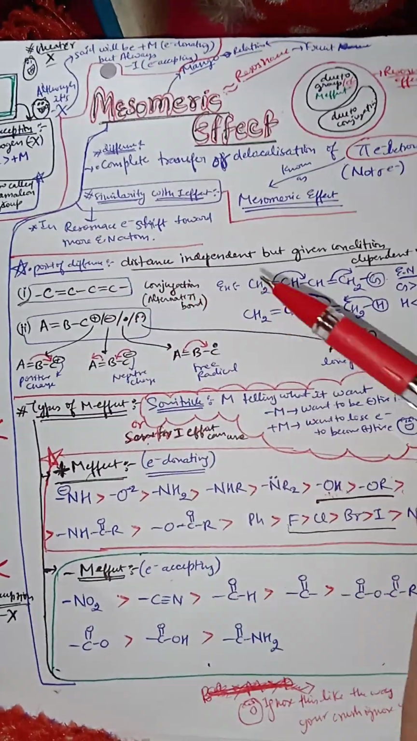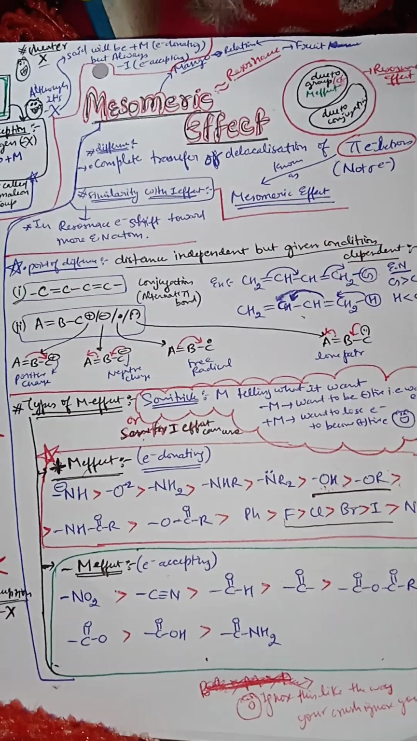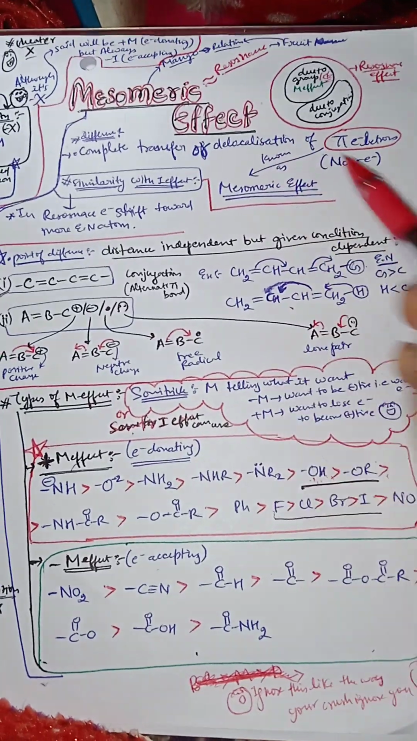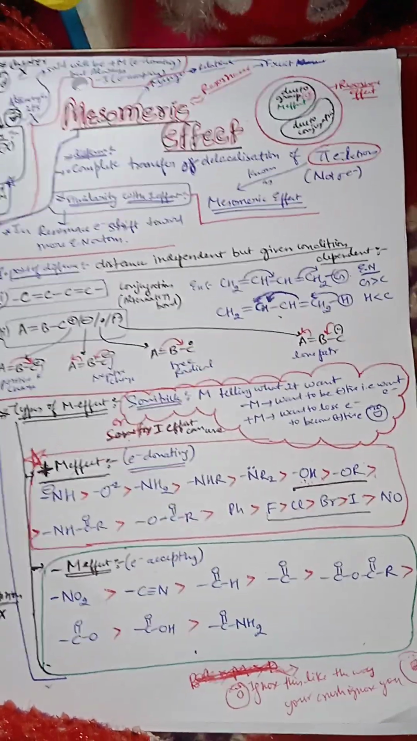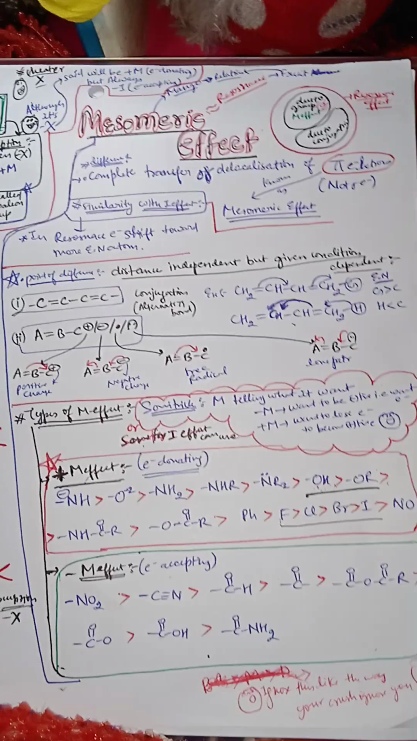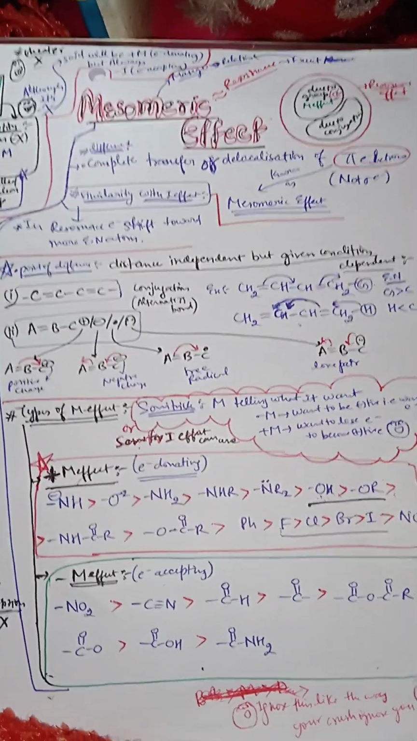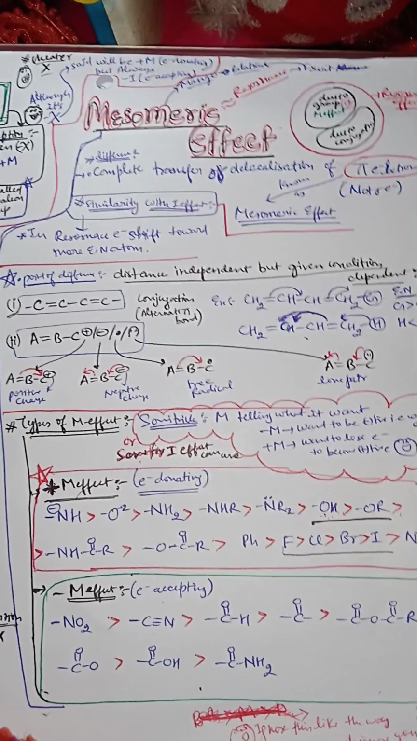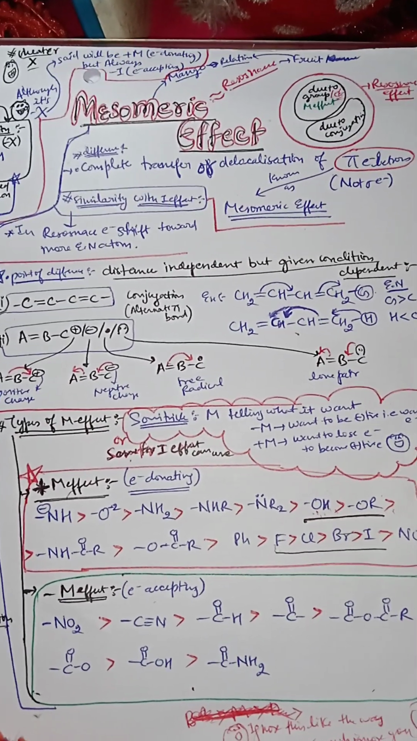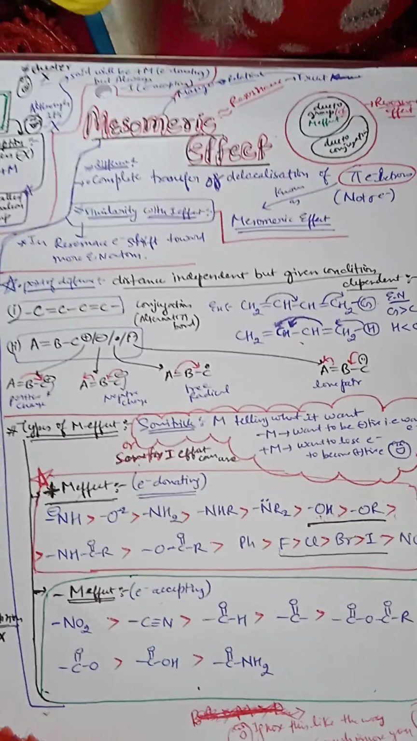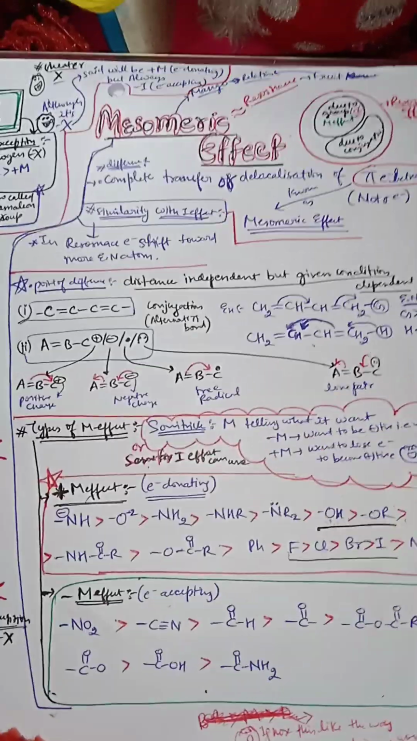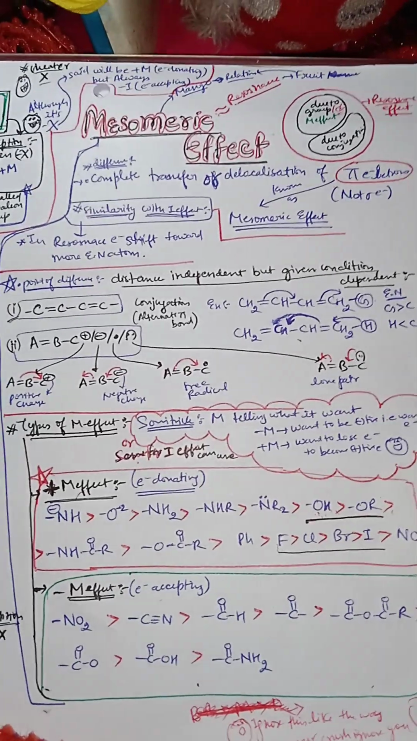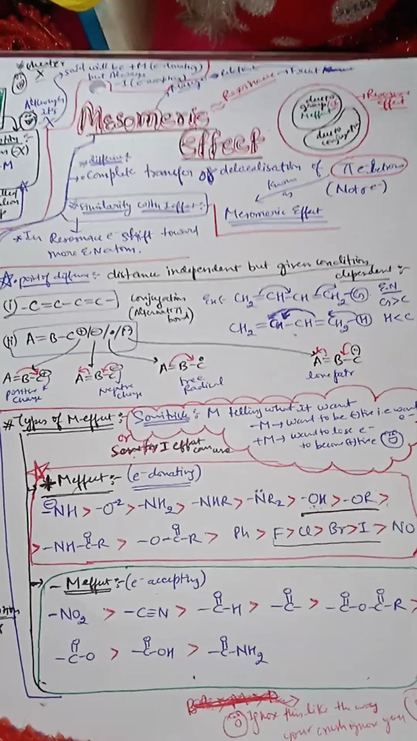The similarity is that the electrons here also go towards the more electronegative atom. Means the transfer or delocalization of pi electrons also happens toward the more electronegative atom. But there is a point of difference: it is not distance dependent. It is distance independent, though there are some conditions which decide up to which extent it will be seen.